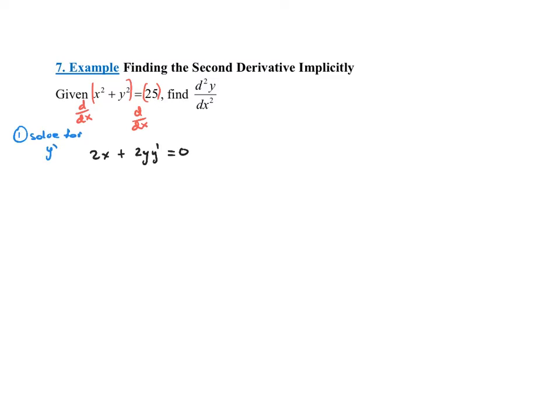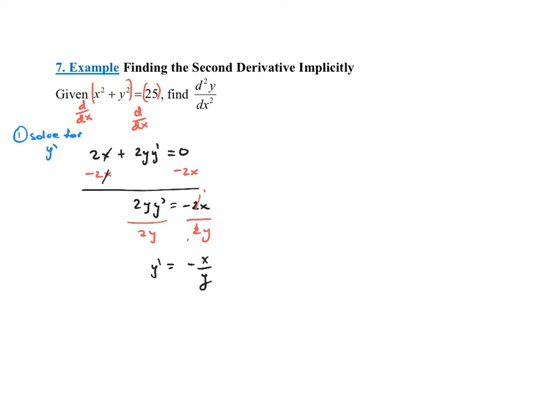So what I'm going to do is subtract off 2x from both sides. And I would have 2y, y prime equals negative 2x. I'm going to divide both sides by 2y. Notice those 2's are going to simplify. And I'm going to have y prime equals negative x over y.